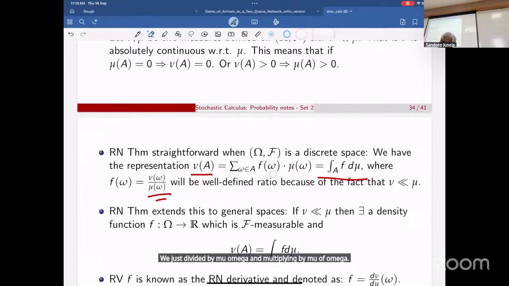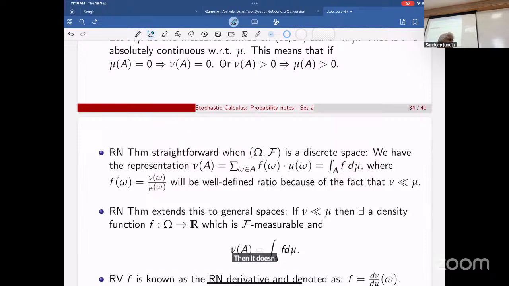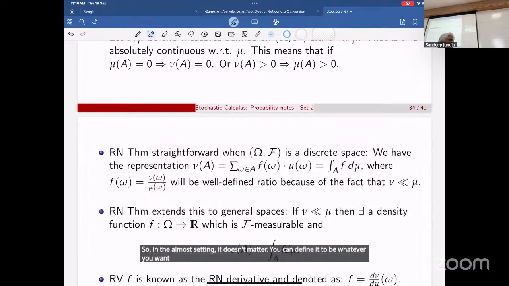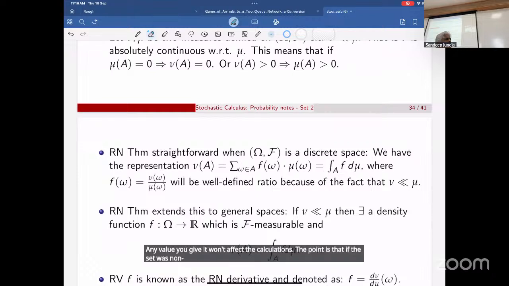Yeah, you can go ahead. So I just want to ask, this thing is well defined because of absolute continuity, but if they're both 0, then why is that well defined? Then it doesn't matter, it's happening on a set of probability 0. So in the almost sure setting, it doesn't matter. You can define it to be whatever you want, for example 0. Any value you give it won't affect the calculations.